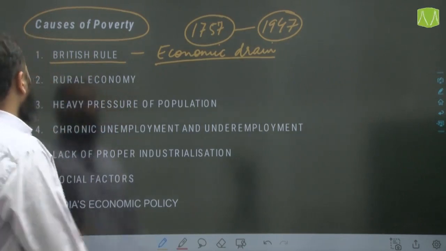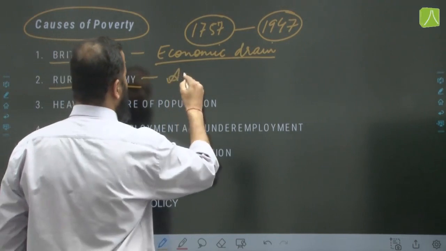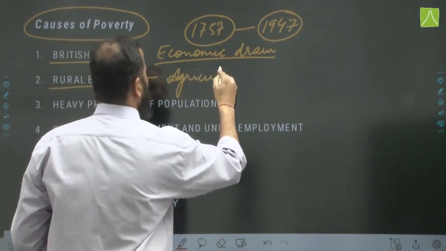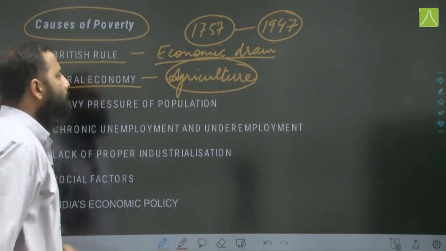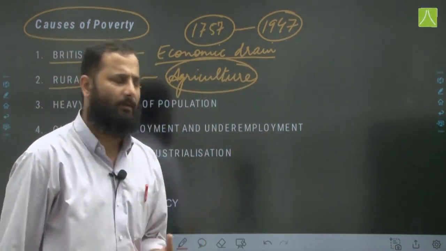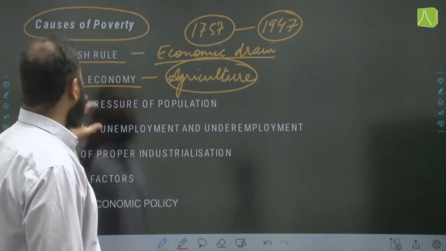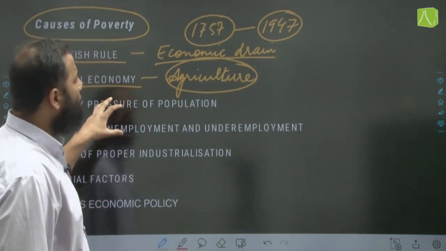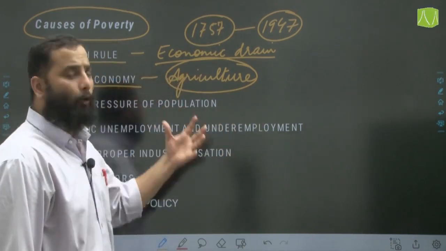Second is about the rural economy, that is over dependence on agriculture or the primary sector. You will be looking at this in detail in your further classes, probably in class 10th also, when we discuss the sectors of the Indian economy. So, over dependence on agriculture, where people are still employed in India.